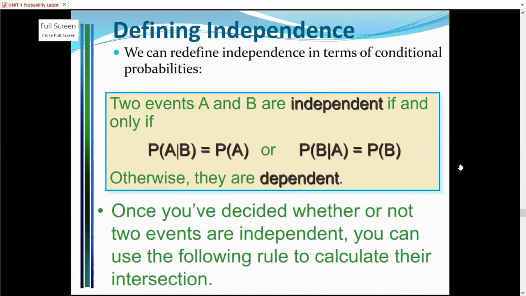So if A and B are independent, then this conditional probability can be rewritten as, that is, if two events A and B are independent, then probability of A given B is equal to probability of A only, and probability of B given A is equal to probability of B. So probability of B given A equal to probability of B means A has already happened, but A and B are independent. So that probability of B given A we are writing as probability of B.